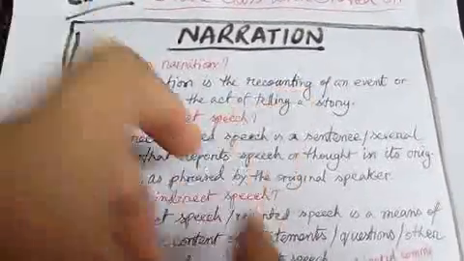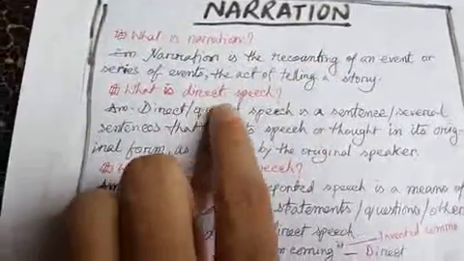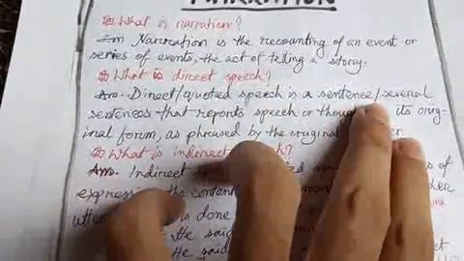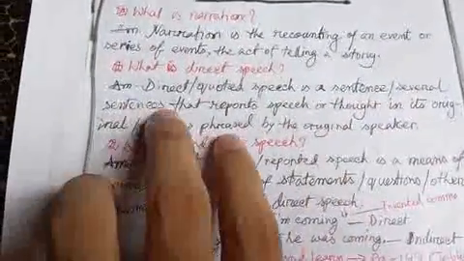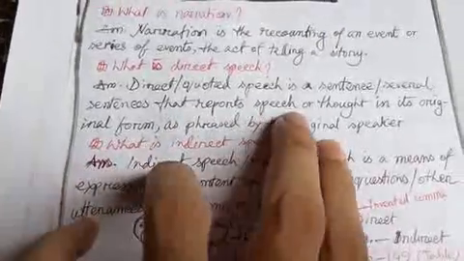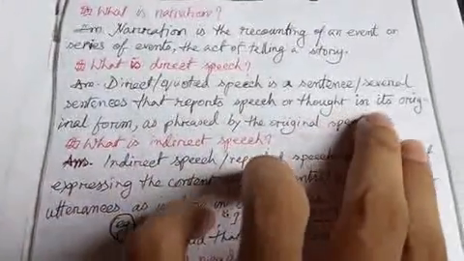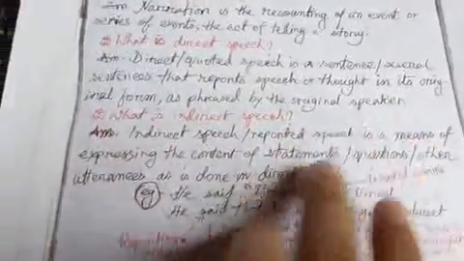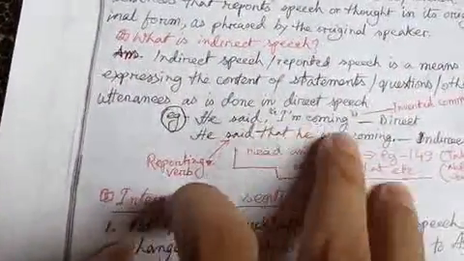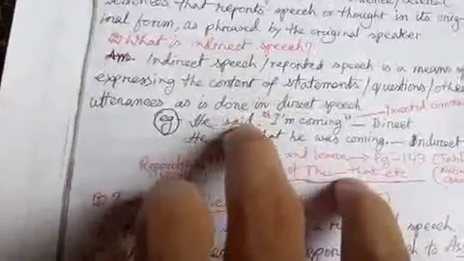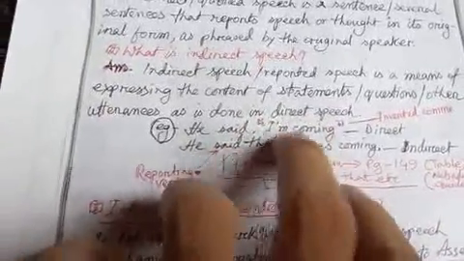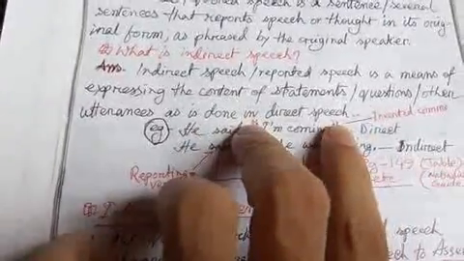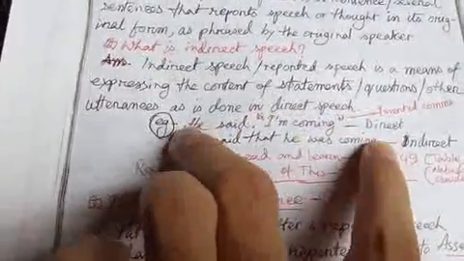quoted sentence. Okay. What is direct speech? Direct or quoted speech is a sentence or several sentences that reports speech or thought in its original form as phrased by the original speaker. Look at the example. He said, "I am coming." There is a reporting verb and there is reported speech. "I am coming" is in inverted commas. So this is a kind of direct speech.